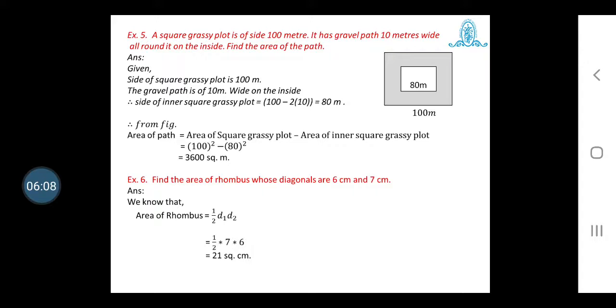Find the area of rhombus whose diagonals are 6 cm and 7 cm. We know what is the area of rhombus? Half into d1 into d2, where d1 and d2 are the diagonals of rhombus. So, both diagonals are given in the given example. So, we can easily find out the area of rhombus by using the formula half d1 into d2. So, substitute both values, half into 7 into 6. 6 upon 2 is 3. So, 3 into 7 is 21.